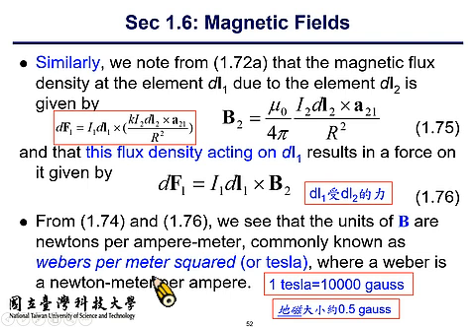Do you know how large 1 or 2 Tesla is? MRI, have you ever heard of that? MRI: M stands for magnetic, R stands for resonance.